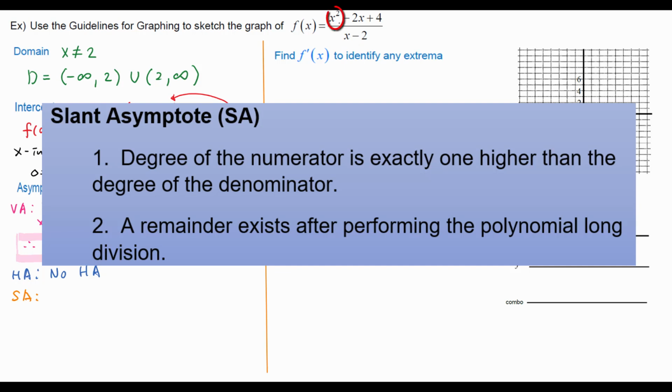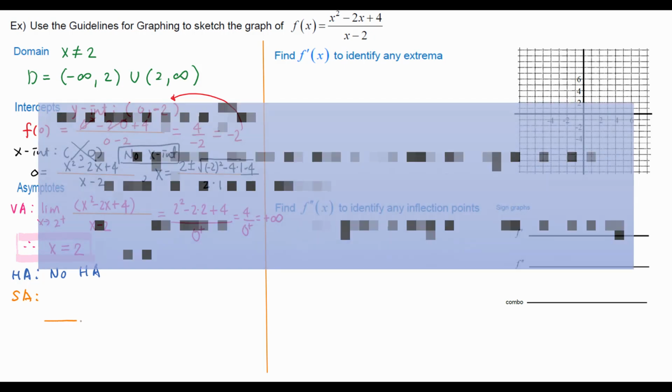Degree of numerator is 2. Degree of denominator is 1. So the degree of numerator is exactly 1 degree higher than the degree of the denominator. So that's satisfied. And there was one more condition, and that was if we were to do the long division, we had to have a remainder. So let's perform the long division.